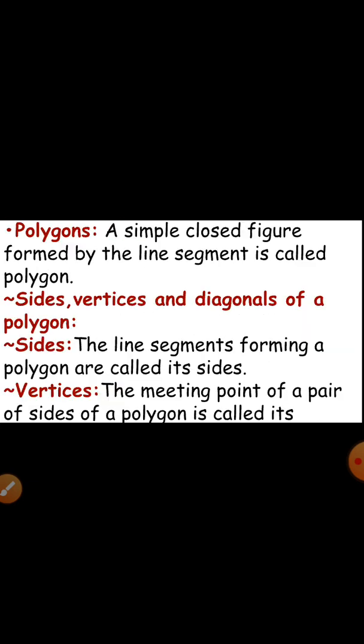The next concept is polygons. A simple closed figure formed by line segments is called a polygon. Sides, vertices and diagonals of a polygon.